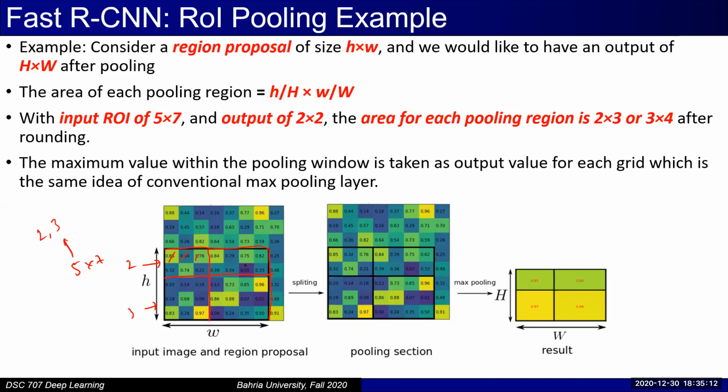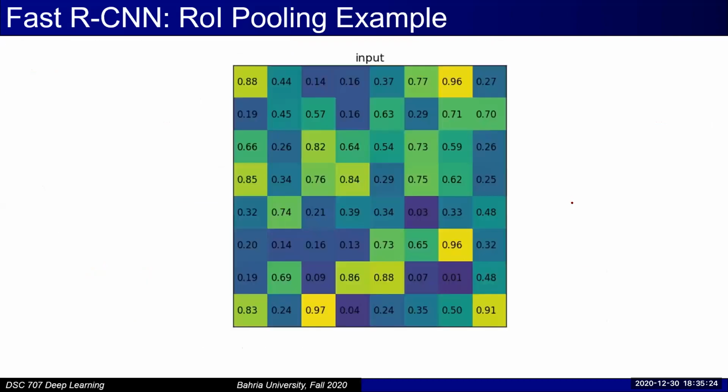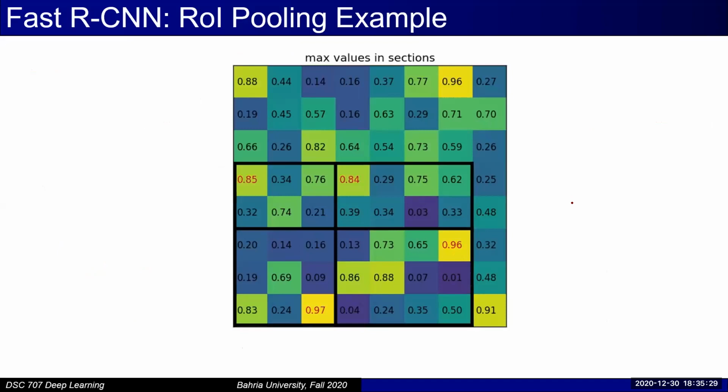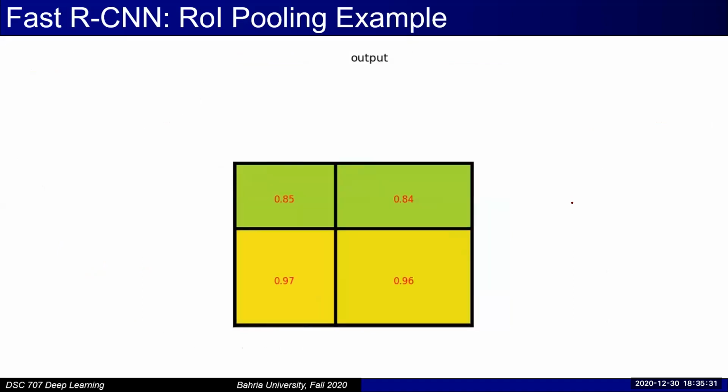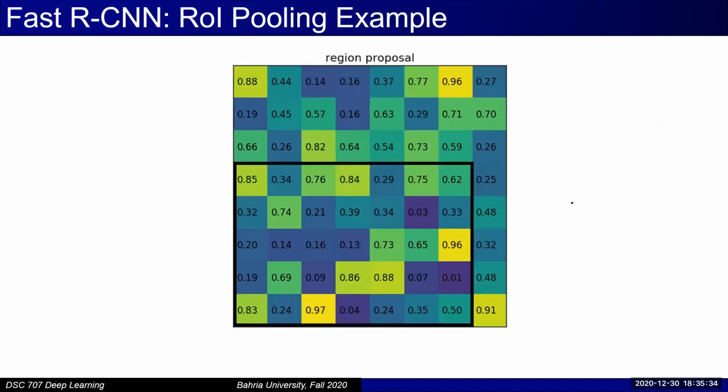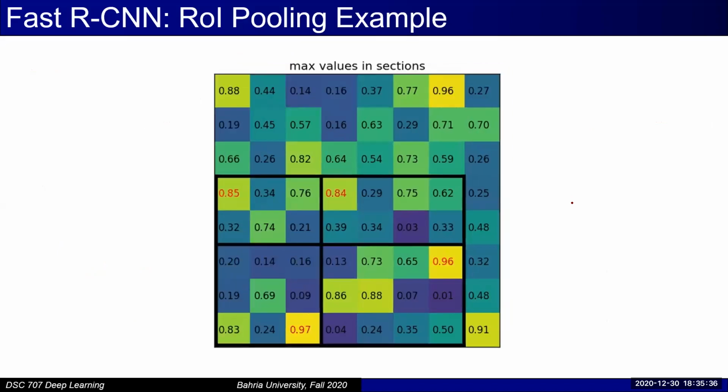The whole idea is that now my region is divided into 4 parts, and from each part I will pick the maximum value, and I will end up with 4 values, or a 2 by 2 matrix, right? So just see another illustration. This was our image. This black one is the region proposal. We divide the region proposal into a grid of 2 by 2, and then from each cell in the grid we keep the maximum value, right? So maybe here the maximum was 0.85, then 0.84, 0.96, and 0.97, and eventually we end up with the 2 by 2 matrix that we required.